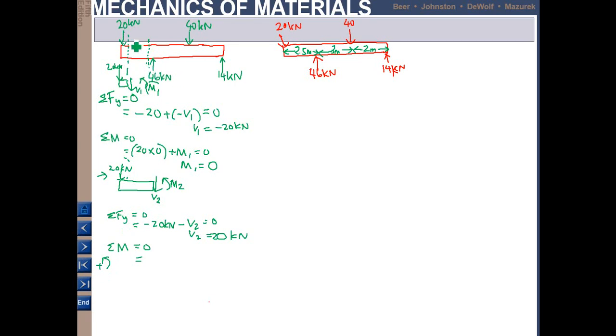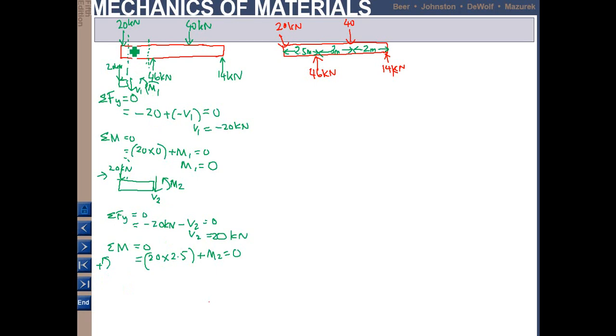this direction as positive, this will bring moment at point B from 20 kilonewton from point 1 into the counterclockwise, which is this direction. So it is positive. So 20 times the distance, which is 2.5. Okay, and then plus M2 equal to 0.